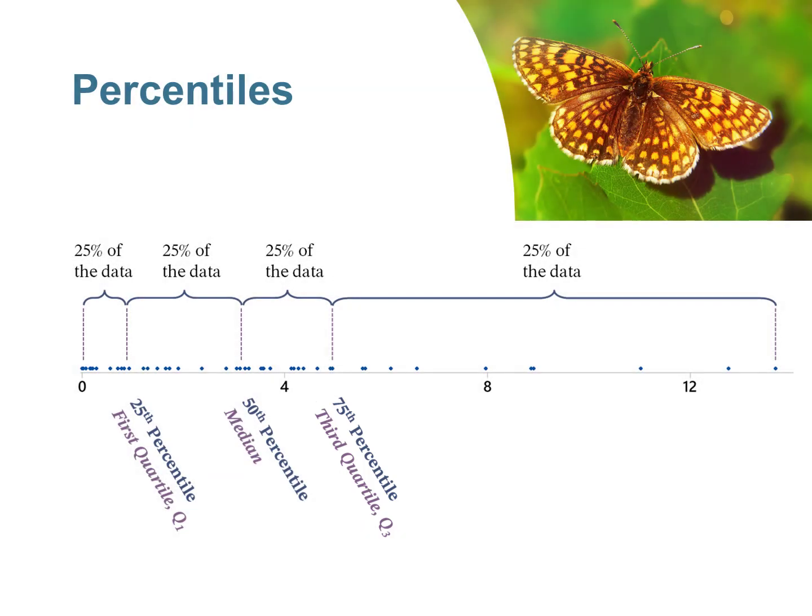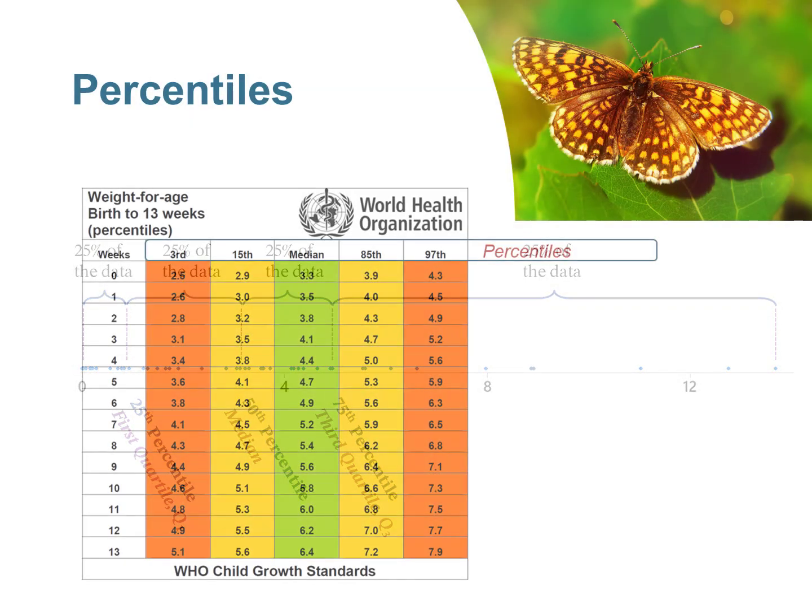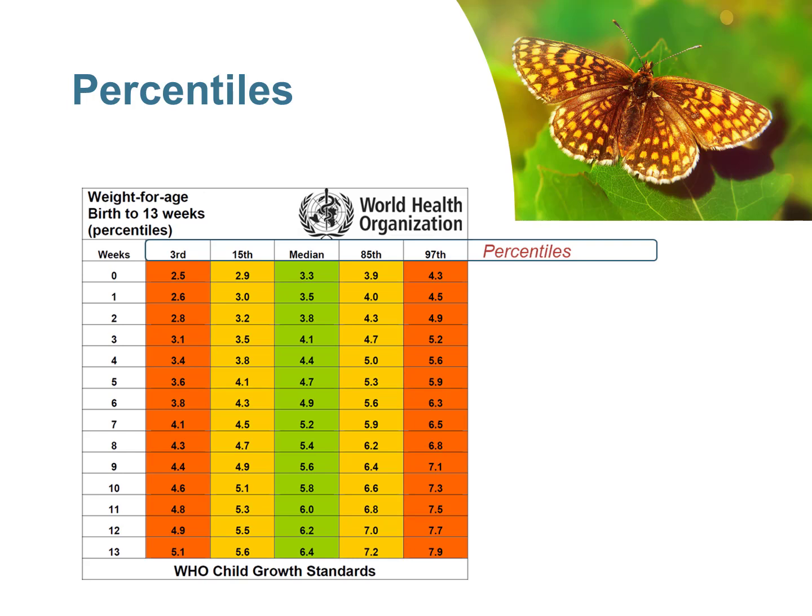Percentiles can be a useful way of describing data. For example, the World Health Organization keeps data on weights based on infant age. Using percentiles, the weight of a particular infant can be compared to those around the world to determine whether the weight falls into a usual range.